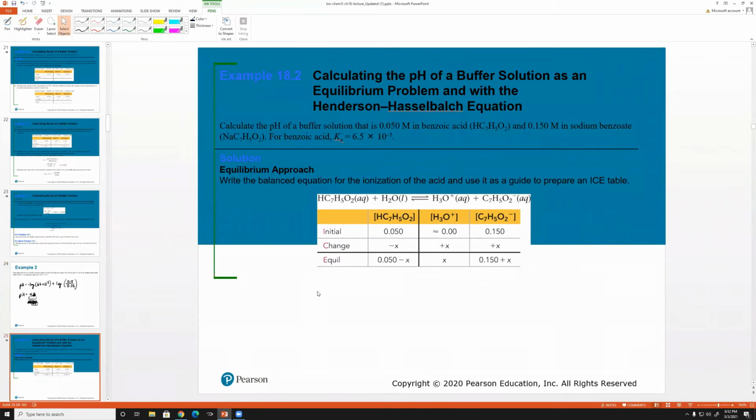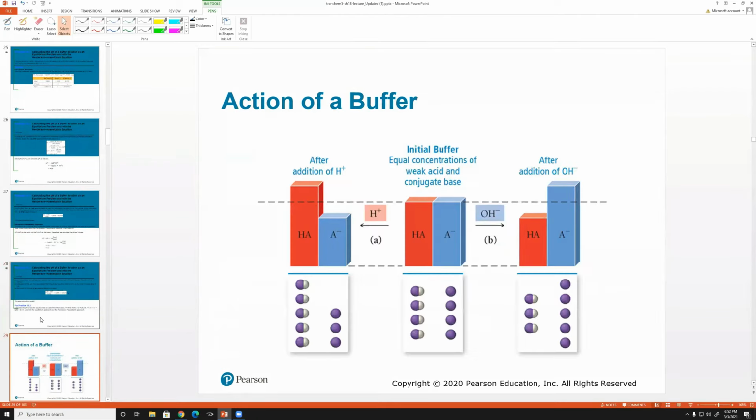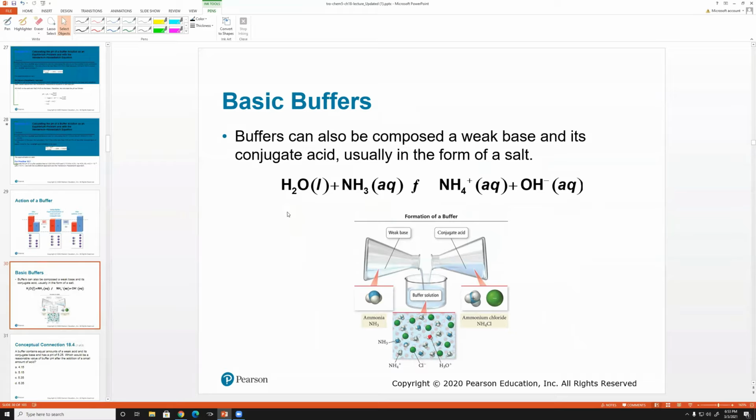And here's how you do it with the ice chart. Same thing, and you get 4.66. Okay. So here's just a pictorial representation of what happens if you add an acid or a base to a buffer system and how it works. Basic buffers work the same way, but you have a weak base and its conjugate acid. If you remember, this weird looking F thing from the previous slideshows is just an equilibrium double arrow. If you add an acid to this basic buffer, the base part will neutralize the acid coming in to create, in this case, the ammonium cation. If you add a base, it will get neutralized by the ammonium ion into ammonia. So you have this whole system.